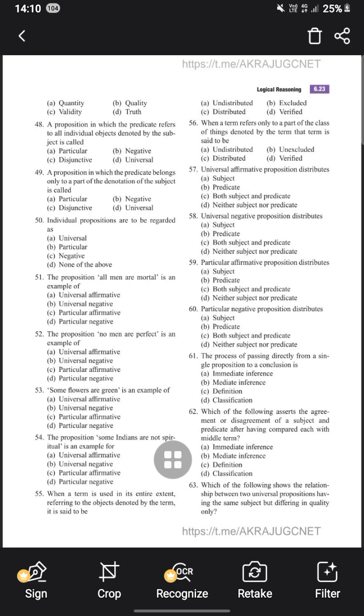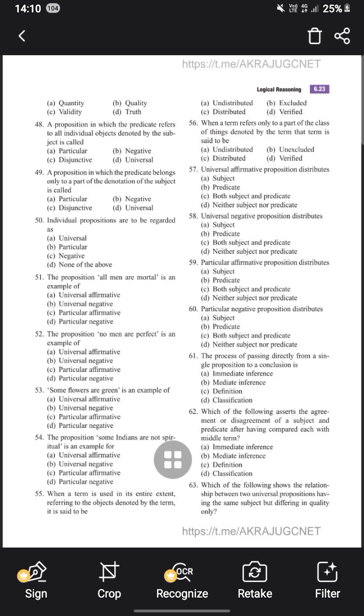When a term is used in its entire extent, referring to all objects denoted by the term, 55 is C, that is distributed. When a term refers only to a part of the class of things denoted by the term, that term is said to be, 56, an undistributed term.